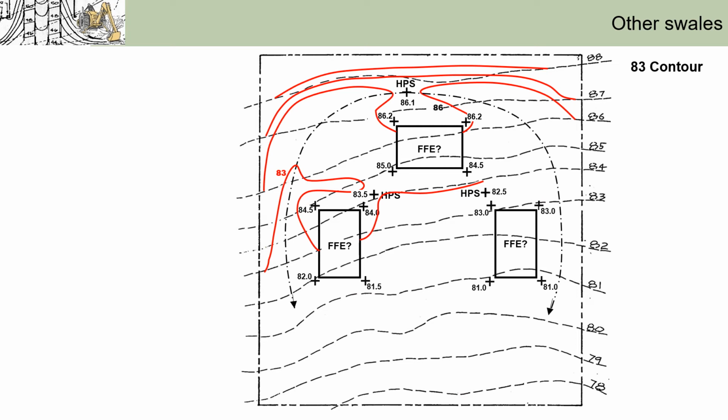Then we find out that, oh, this corner here of the building is 84.5, which is above 84, so there should be another small 84 contour here. Now we finish the 83 contour on the right for the big swale. Okay?